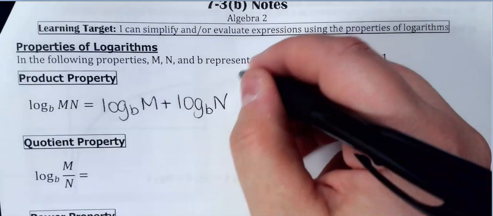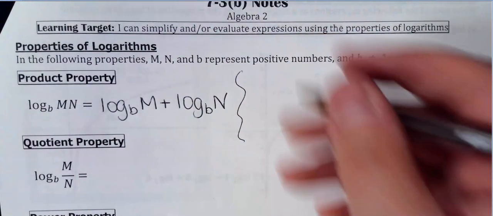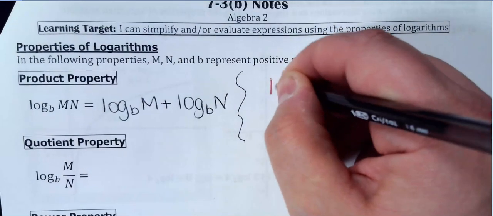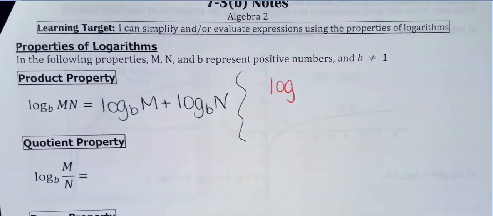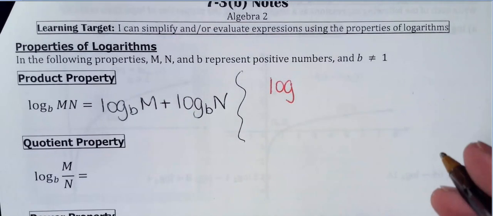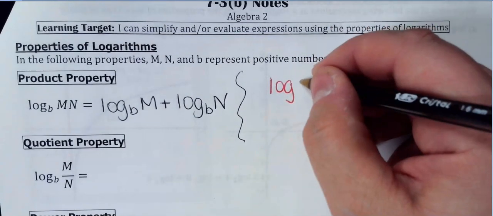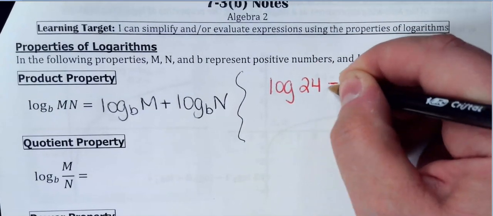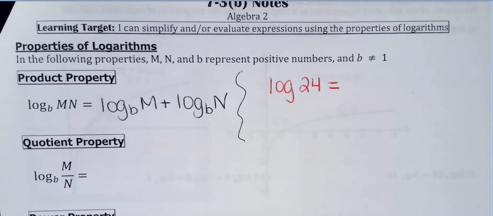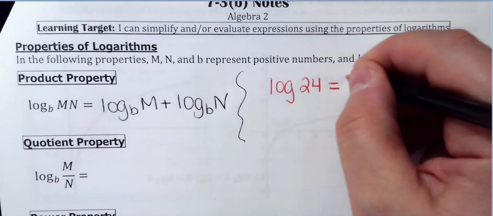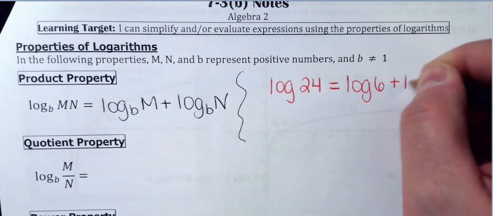Okay, let me make up a little example. I'll just use plain log by itself. That means it's base 10, so I'm just going to use a common logarithm. Let's say I pick the log of, I don't know, 24. Can you think of 2 numbers that you would multiply together and get 24? 6 and 4. That's a perfect example. So I could write this as the log of 6 plus the log of 4.